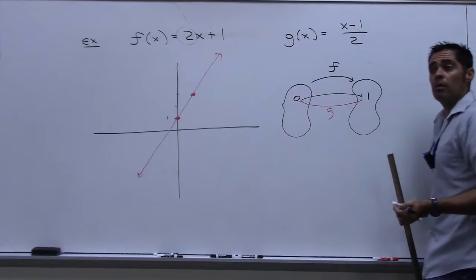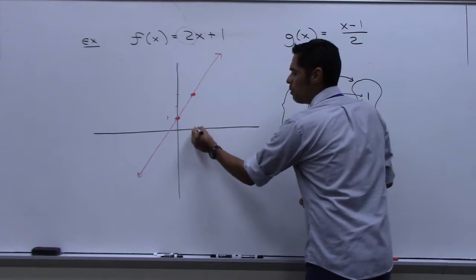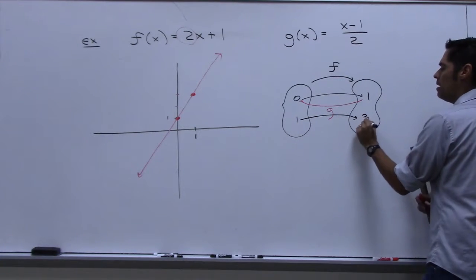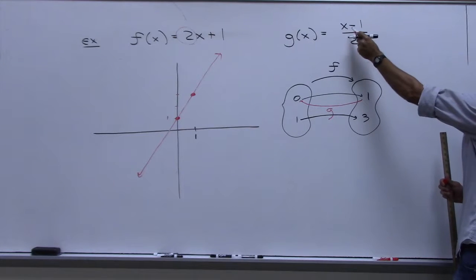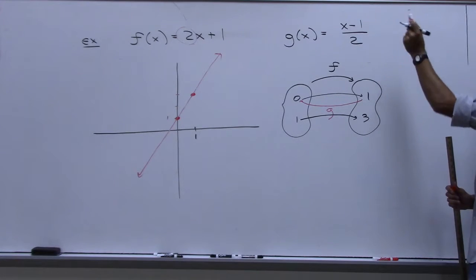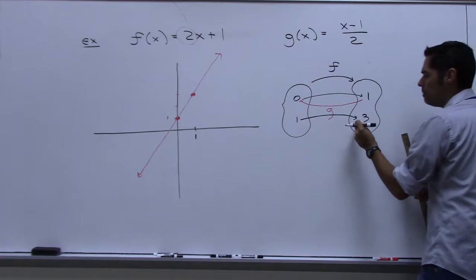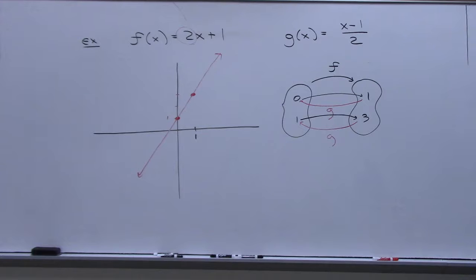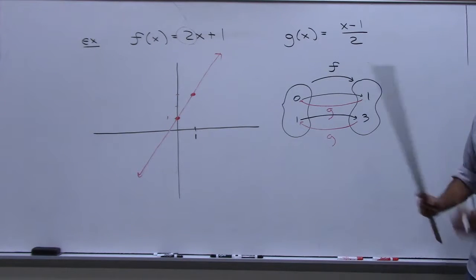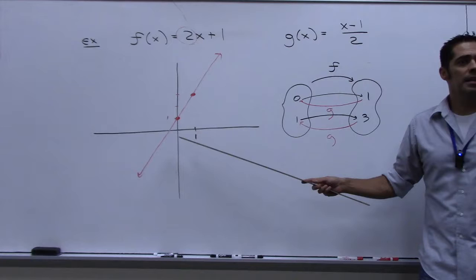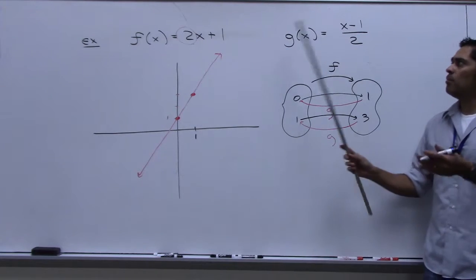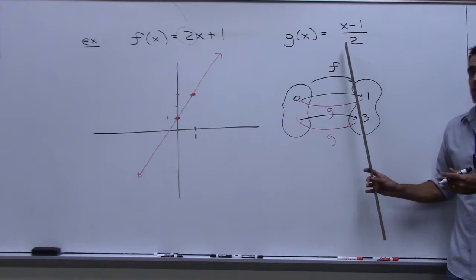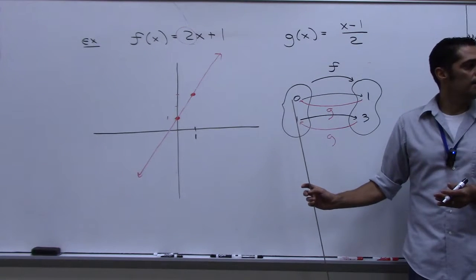And I can do that for any number. It should work. So what happens if we plug 1 into the f function? 1 gets sent where? To 3. And let's see where 3 gets sent in this one. 3 minus 1 is 2. 2 over 2 is 1. So it gets sent back, doesn't it? By g. Understand? We are guaranteed that if we start with the function and it is 1 to 1, we should be able to find an inverse function for it. And that inverse function will undo what the original one does. All right?